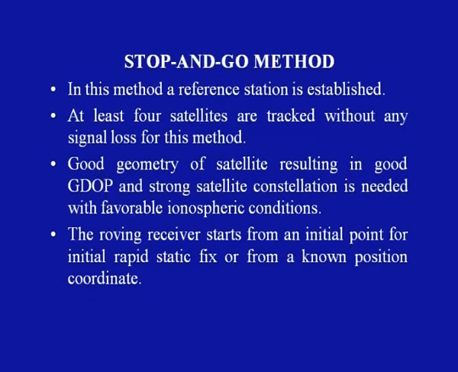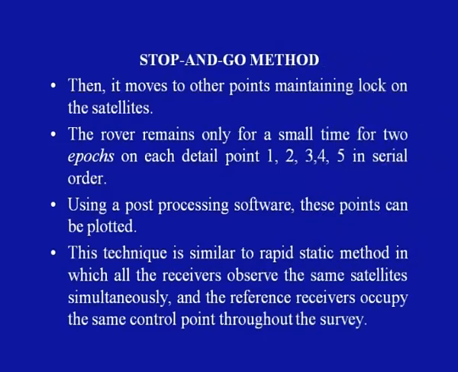The rover starts from an initial point for an initial rapid static fix or from a known position coordinate. It then moves to other points maintaining lock on the satellites. The rover stays only for a small time, for 2 epochs, on each detail point 1, 2, 3, 4 and 5 in the serial order. Using post-processing software, these points can be plotted.